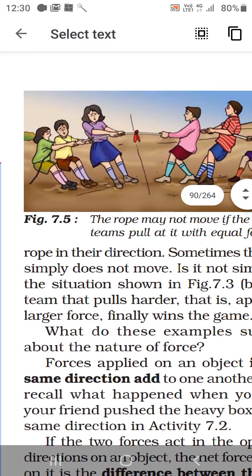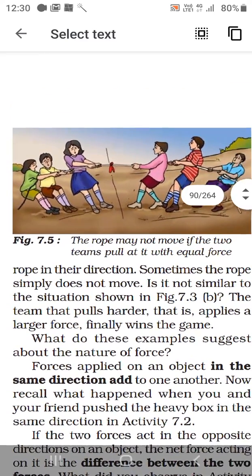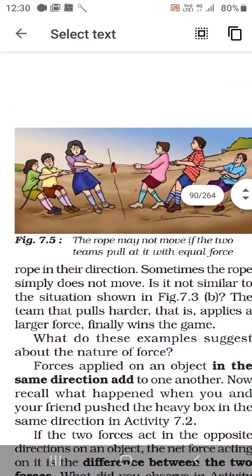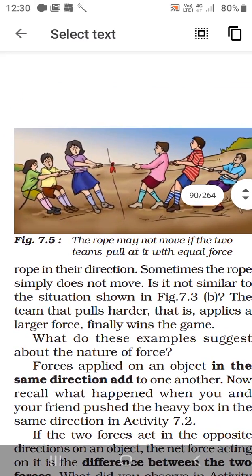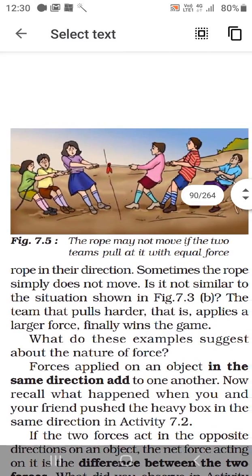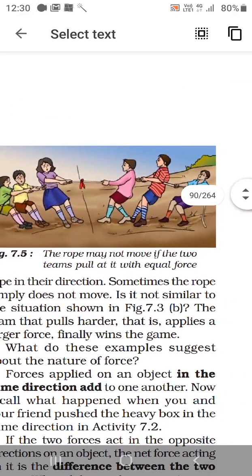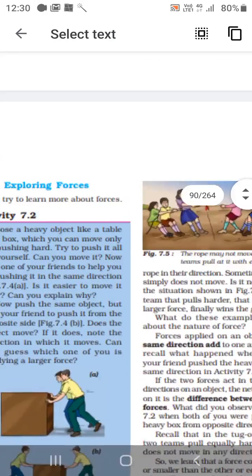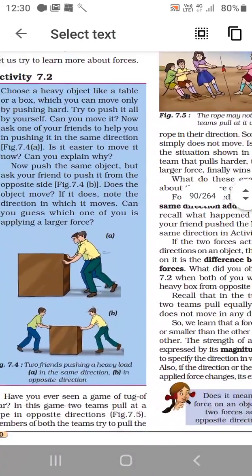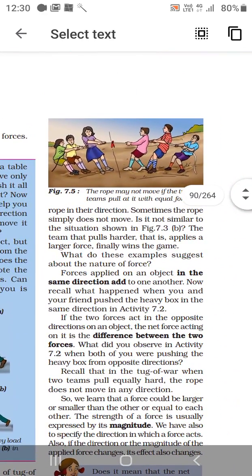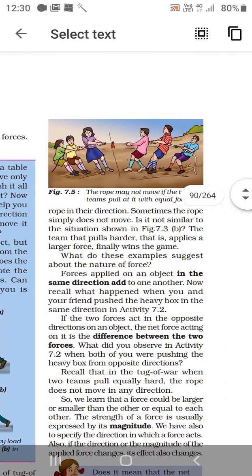Members of both teams try to pull the rope. Sometimes the rope simply does not move. Is it not a similar situation shown in figure 7.3b? The team that pulls harder, that is, applies a larger force, finally wins the game. These two examples show that forces applied on an object in the same direction add to one another.